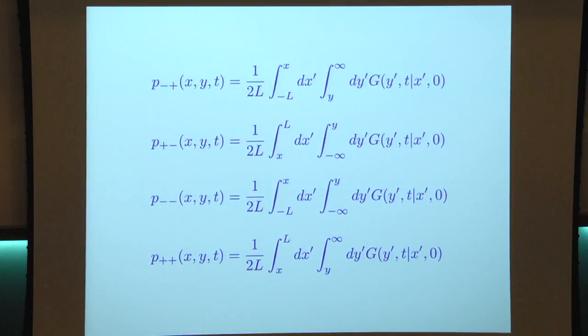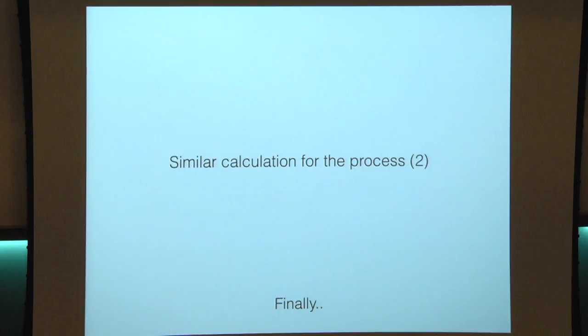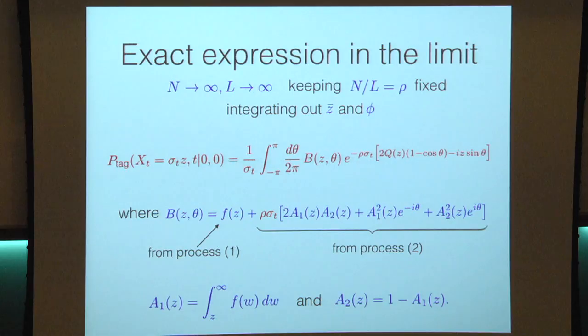Once you have these propagators, if you use this form, you can go ahead and calculate these probabilities. This is up to leading order, and one can show that all the other terms do not contribute in the thermodynamic limit, when L and N go to infinity with fixed density. So the terms in the dots are not going to contribute. I put everything back and I get this probability. Similarly, I do the second one, put back everything and get the answer, and finally put everything together and integrate out.